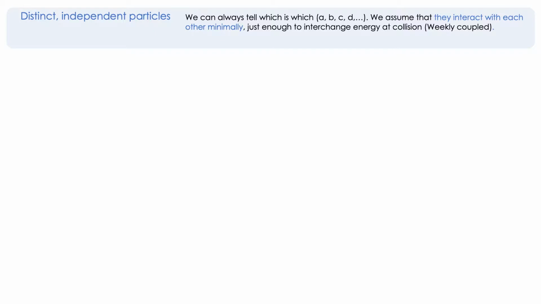We also assume that they interact with each other minimally. Let's say that they have enough energy to interchange a little bit in the collision, but we are assuming there is no actual potential energy that attracts them to each other. You are already familiar with this when we are talking, for instance, about ideal gases. So we say they are weakly coupled. Because of that, we can then define our total energy as the addition of the individual energies of each of our molecules in our system.